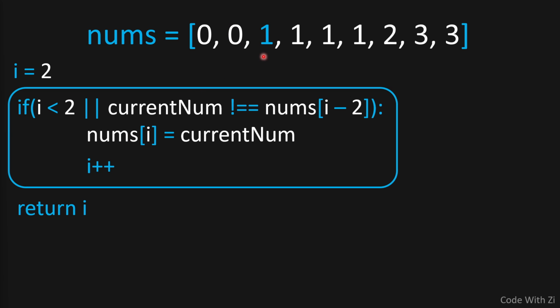Now, in this round, our number is going to be 1. And now, I is not smaller than 2. So when we say if I is smaller than 2, this is not going to be true. So we have to check this part of our code.